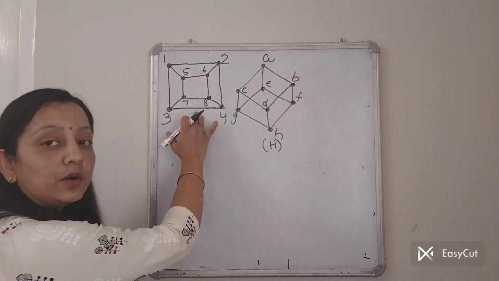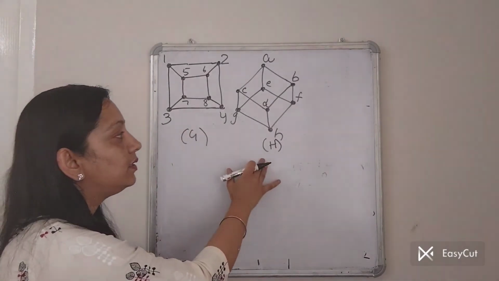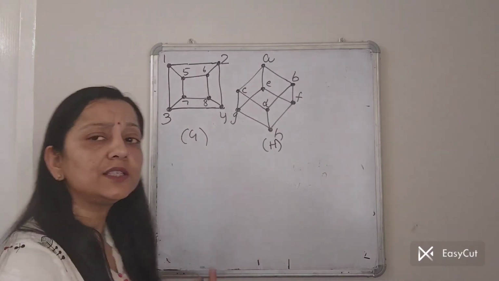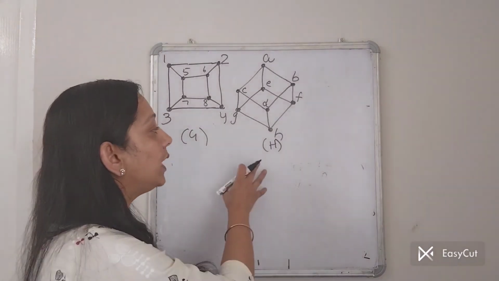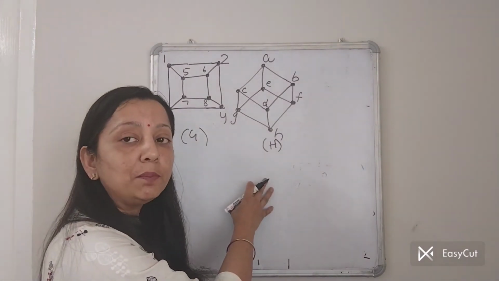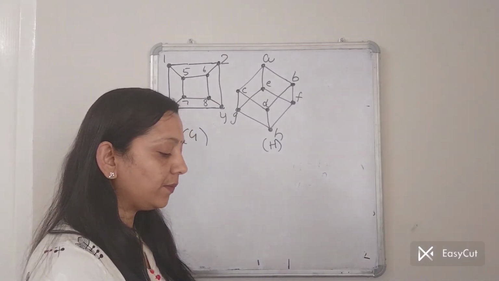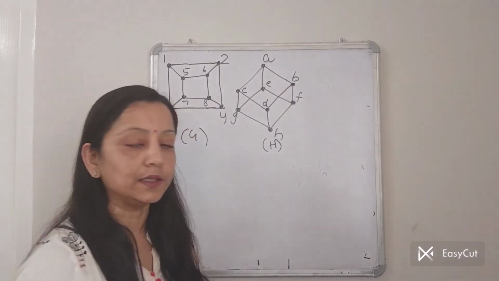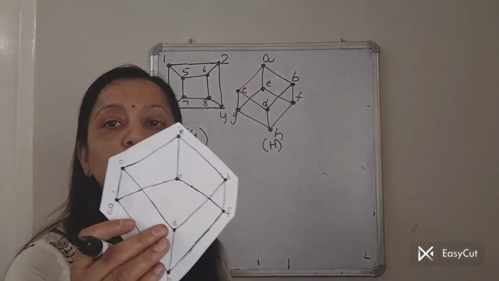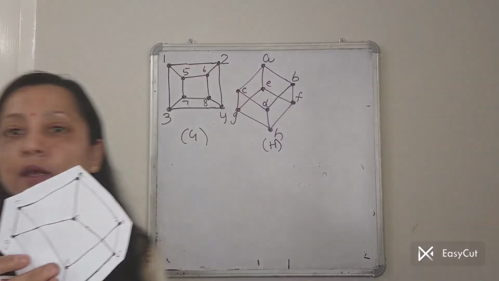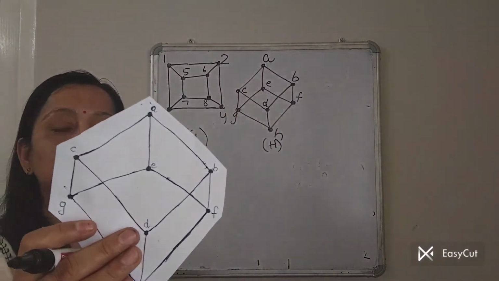This is the graph G and this is the graph H. Now graph G is quite simple in itself. What will I try to do? I will try to simplify the graph H. Now if I look at graph H, it is looking like this. The graph H looks like this right now. You can see for yourself, it looks like this.